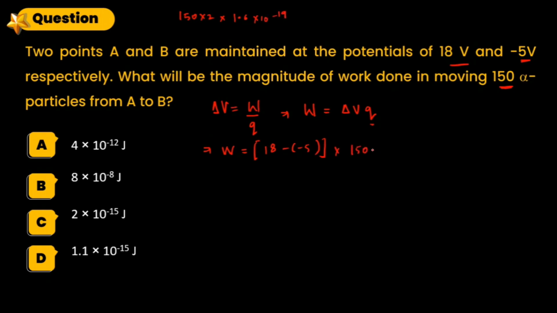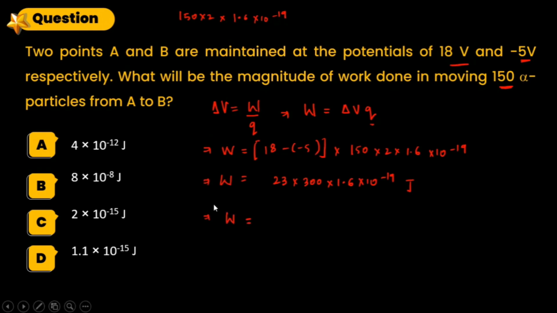If we solve this value, we'll get the work done. Solve it and tell me what it is going to be. The work done is always given in joules, so here it is going to be in joules. So it is going to be 11,040 times 10 to the power minus 19. So it is going to be 1.1 times 10 to the power minus 15 joules.